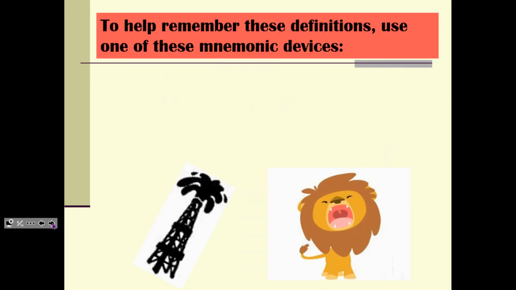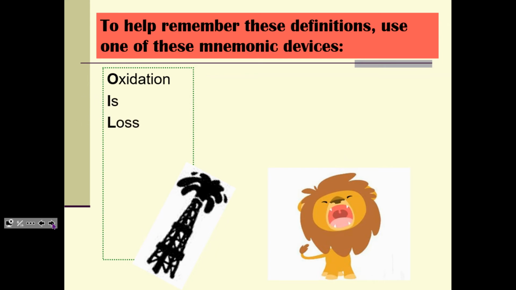So to help us remember oxidation and reduction, we have a couple of mnemonic devices here. And for oxidation, we have an oil rig here. And so if we spell out the word oil, O-I-L, oxidation is loss of electrons. And then rig, if we spell out the word rig, R-I-G, reduction is a gain of electrons. So the oil rig helps us remember what redox stands for.